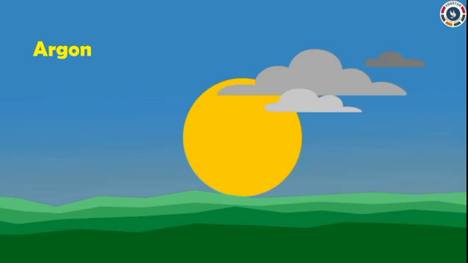Argon is used in electric bulbs and fluorescent tubes. Neon is used to produce colorful glowing lights. Helium is used to fill gas balloons.